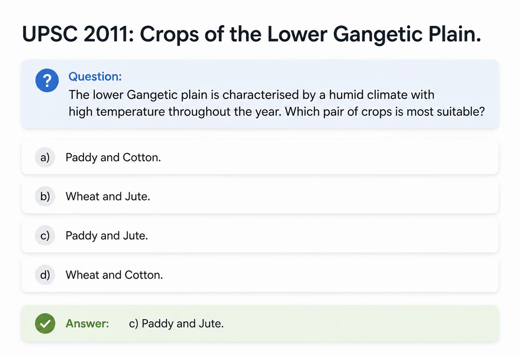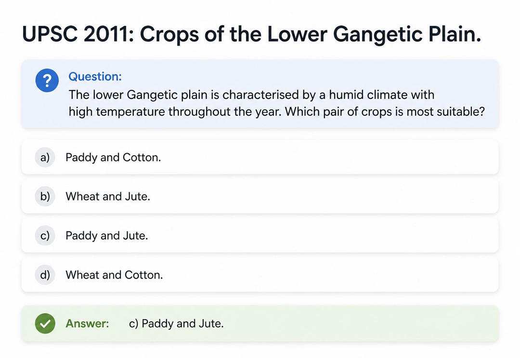Here is another excellent question from the 2011 UPSC exam. It asks which crops are most suitable for the lower Gangetic Plain, given its humid climate and high temperatures year-round. Cotton and wheat require drier conditions or cooler temperatures at certain stages. However, both paddy, which is rice, and jute thrive in hot, highly humid tropical climates with plenty of water. Therefore, the perfect crop combination for this specific region is paddy and jute, making C the correct answer.